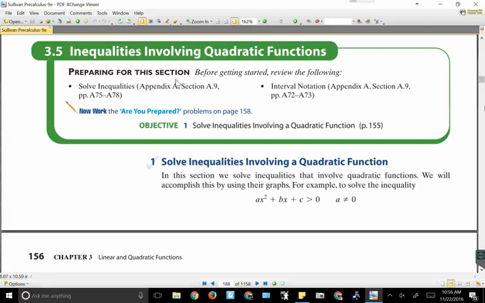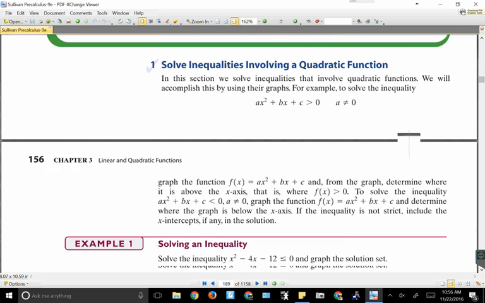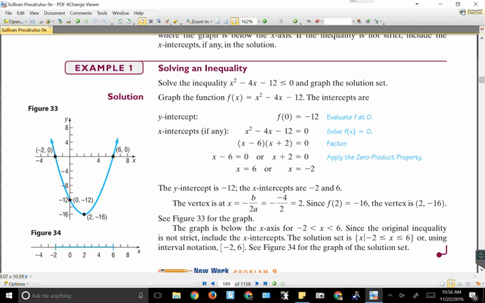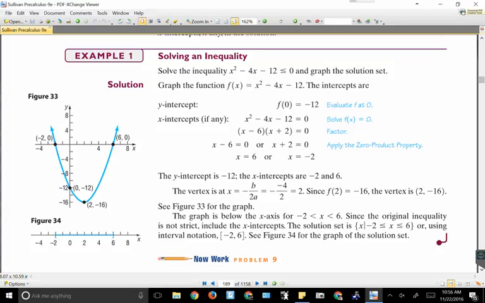Inequalities. Inequalities regarding the quadratic functions. All right. Solving an inequality works exactly the same way as you would expect. We're looking for things that are less than or greater than 0.